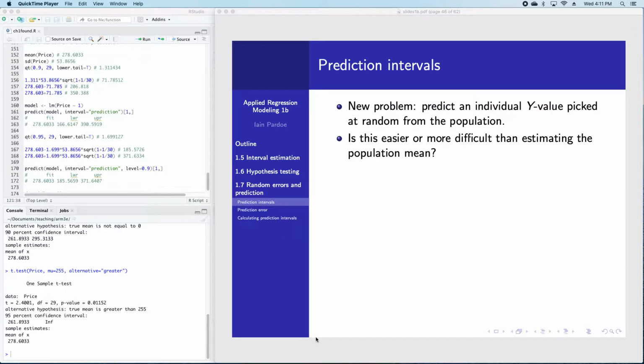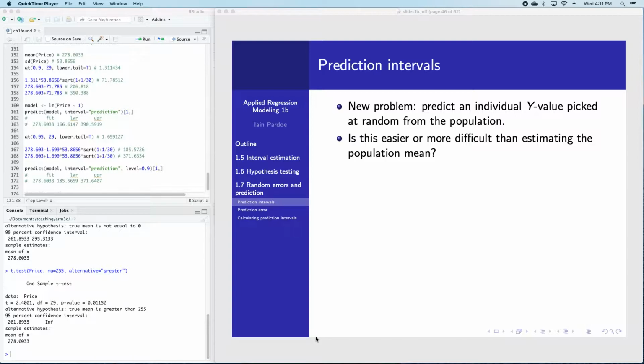In an earlier video, I talked about calculating a confidence interval for the population mean. In this video, I'm going to talk about prediction intervals for individual y values, which are related to confidence intervals, but they're a little bit different. And so prediction intervals are focused on a problem like the following. We want to predict an individual y value that's picked at random from the population.